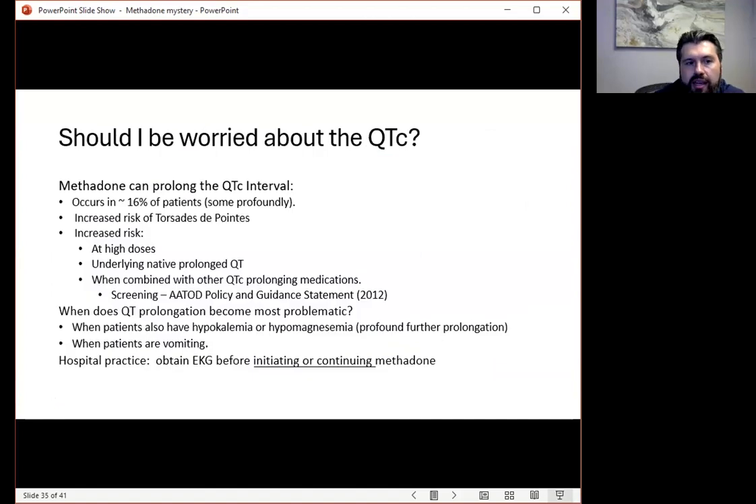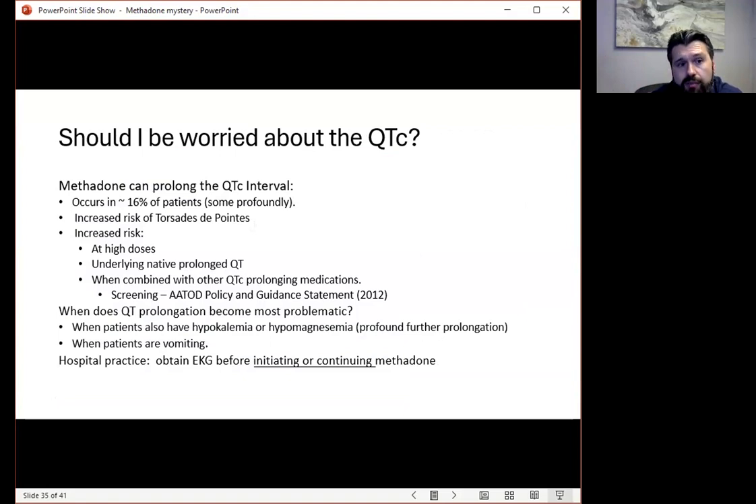Should I be worried about the QTC? Yes, methadone can prolong the QTC interval. It is actually a dose-dependent relationship. So lower doses, less risk of QTC prolongation, higher doses, greater risk of QTC prolongation. And the concern, of course, with QTC prolongation is torsades that can happen. You get higher risk with those increased doses, and also people with a history of familial prolonged QTC syndrome. So important to ask about that for patients with a methadone history.